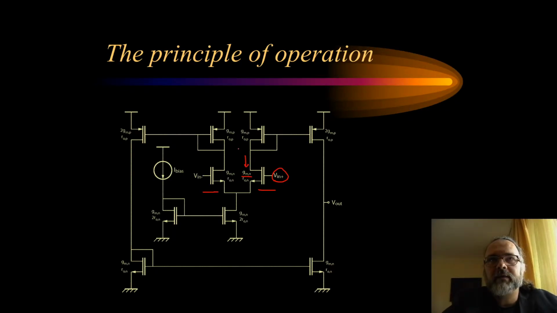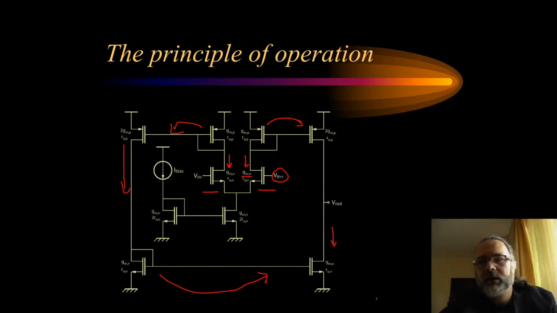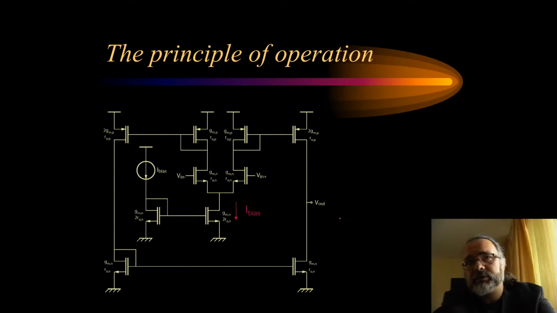Then we have a current mirror here, hence the name current mirror OTA. The currents from the input pair will be mirrored into the output. Here the current will be mirrored here, and then from here with this current mirror will be mirrored at the output. So let's analyze how it works. So at the output the currents will be transformed to output voltage.